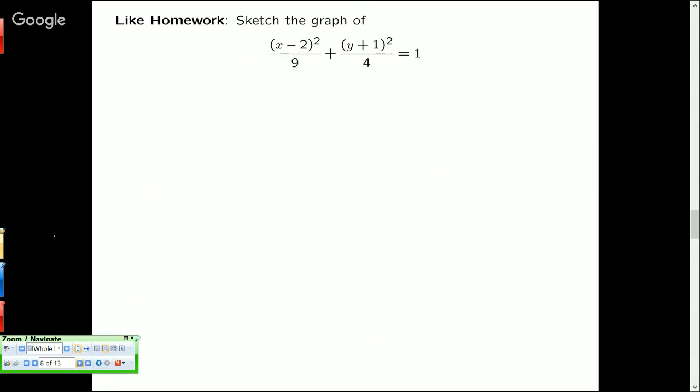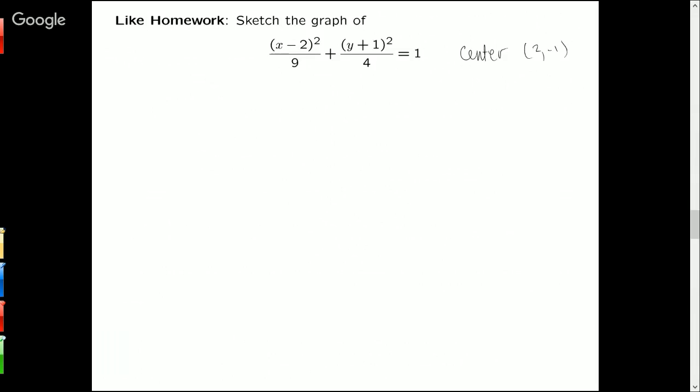Let's do another one. What is the center for this one? Okay, and what do we go left and right amount? 3. Left and right 3. The square root of 9 is 3. So left and right 3 from your center. And then up and down how much? 2 from the center. And then draw your ellipse.